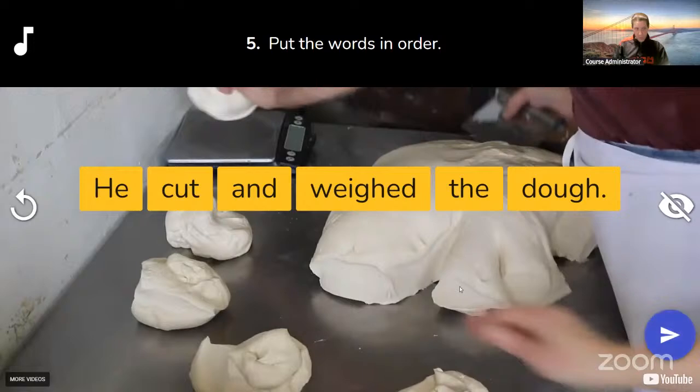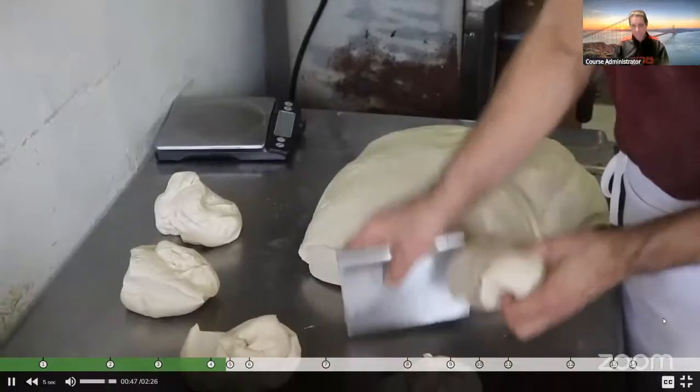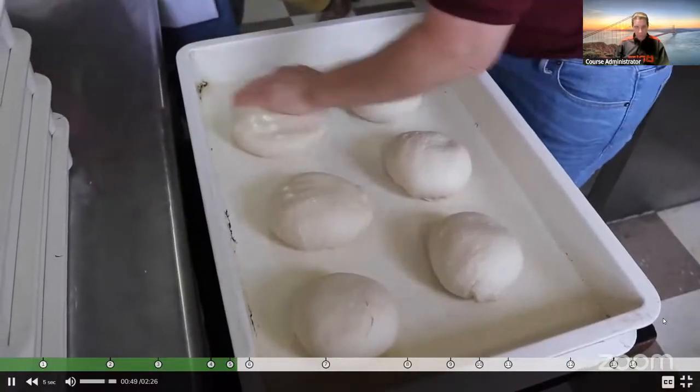The next step in the process of how to make pizza. Okay, so let's go on. Each one of these makes one large pizza.